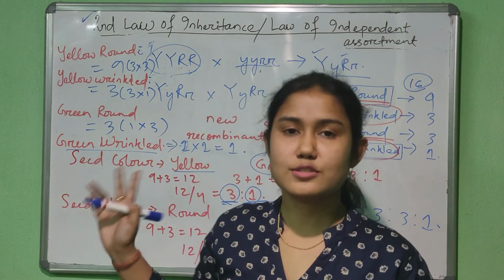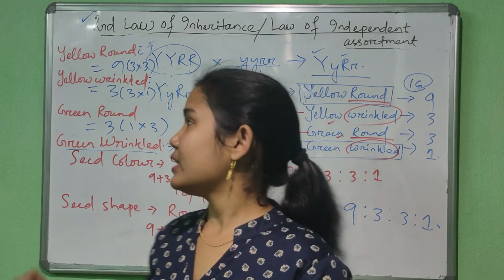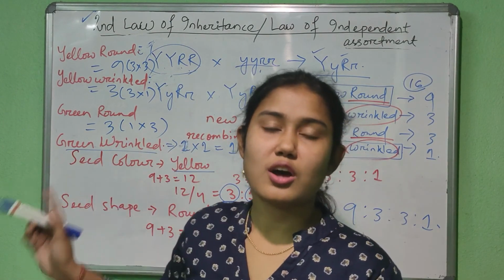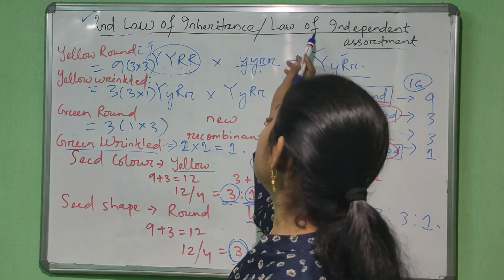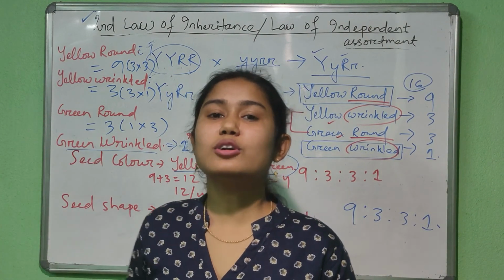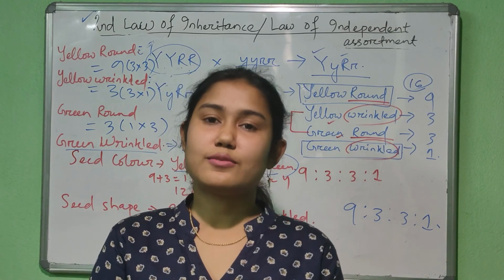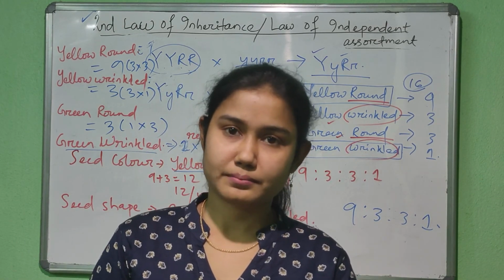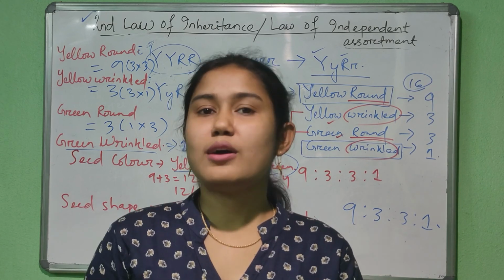So in these two methods we have proved that the dihybrid cross is following independent assortment. Clear? So this is all about the second law of inheritance that was proposed by Mendel. Clear? So this is all about the class.